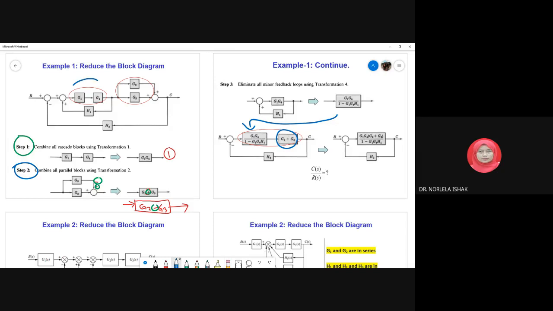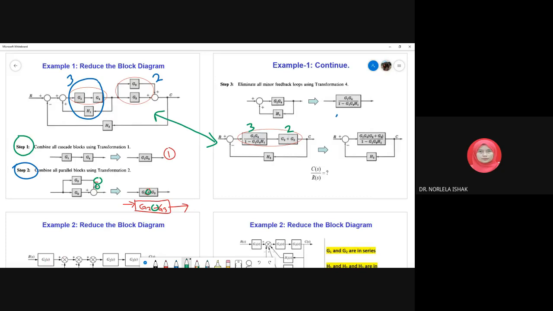So this one is from step 3, and then here is from step 2. And then you get this one. This is from step 3. This is from step 2. And then you draw back, so you can get like this. Okay, class? You can follow me? Yes. Okay, very good.